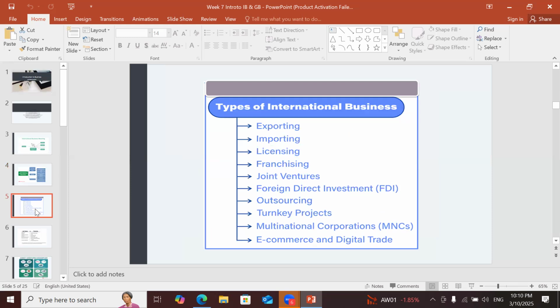Types of international business. There are different types of international business. Out of those, I am going to discuss several important types. At first, exporting, just export or sell overseas. Import, we just bring in from another country to meet our demand.